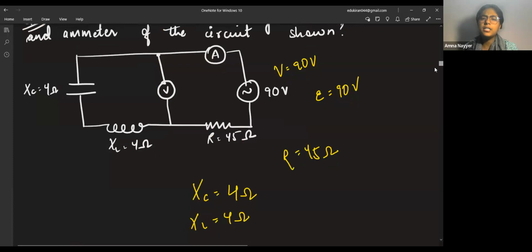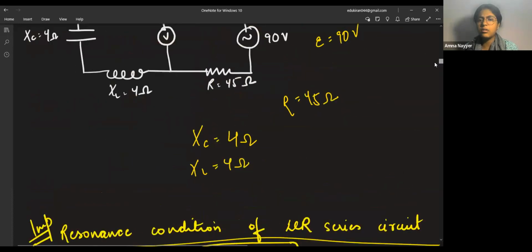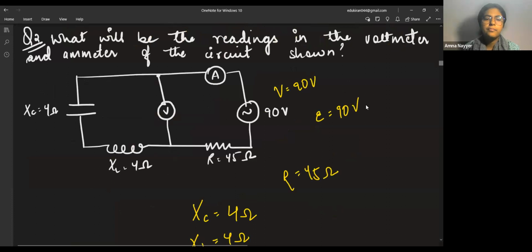Do not write this question. You can write it, or write this question also. You can solve it later. Note it down.